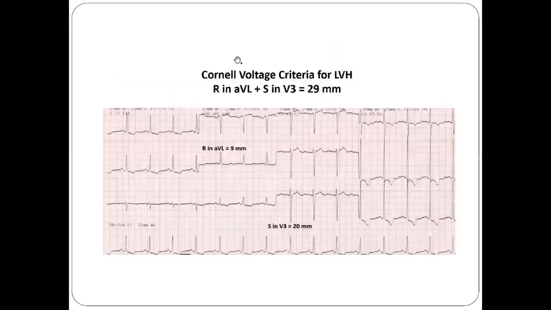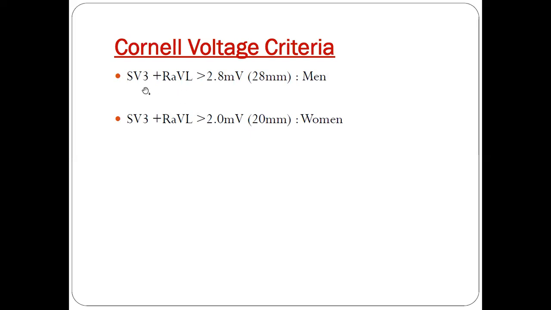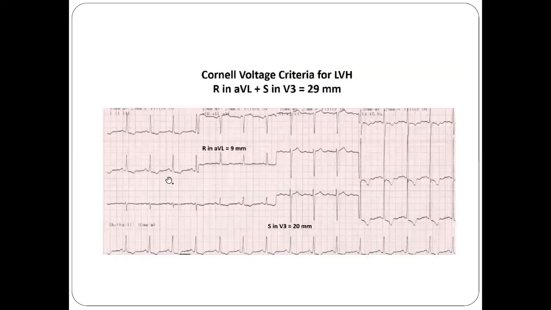The last one is the Cornell voltage criteria. It says that the amplitude of the S wave in V3, combined with the amplitude of the R wave in AVL, if it is more than 28 millimeters in men or more than 20 millimeters in women, is a criterion for left ventricular hypertrophy. As you can see here, the R wave in AVL is around 9 millimeters, and the S wave in V3 is around 20 mm, so it is 29 mm.